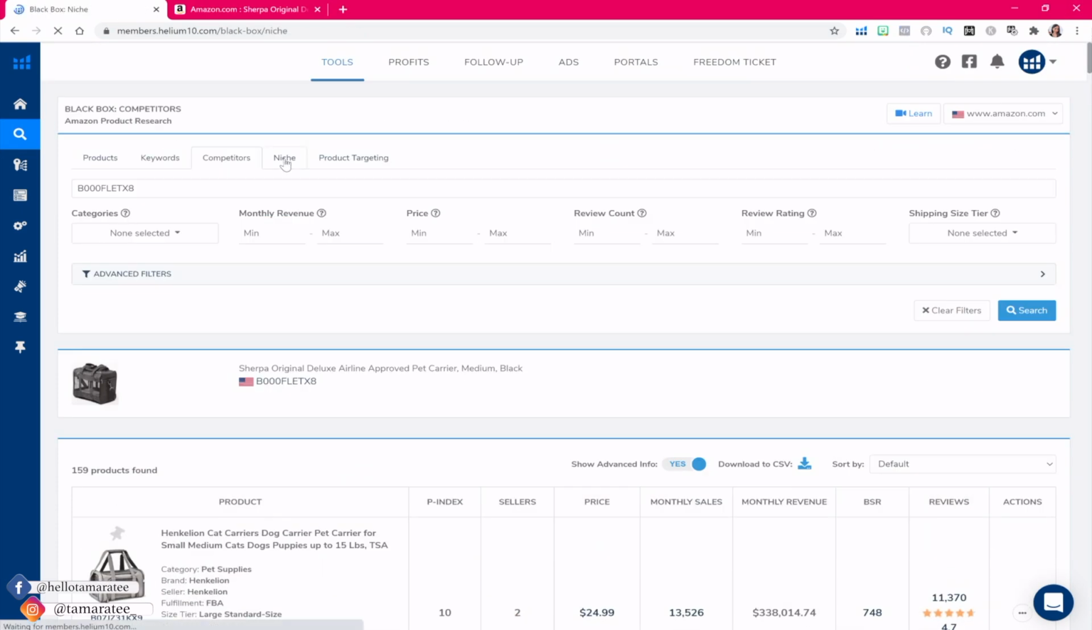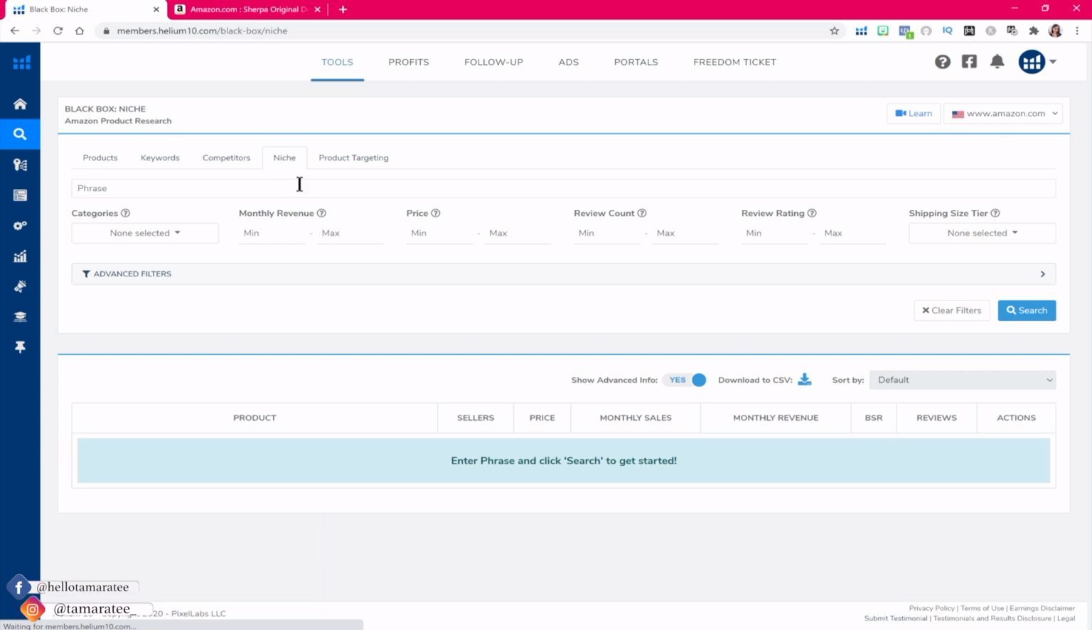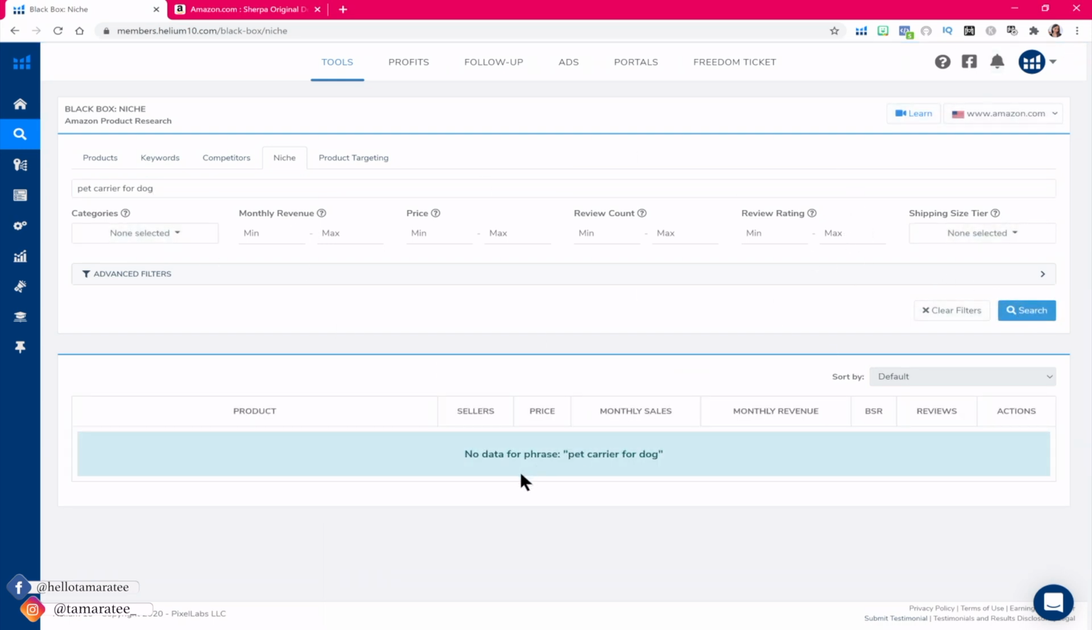Let's look at niche. Now, I haven't used niche, but I want to show it to you anyway. So if you know a phrase that you want to research, you can type it in right here, put in that criteria and hit search. However, I don't suggest using niche that often because I haven't had much luck with it. So for example, if I type in pet carrier for dog and I leave everything blank to maximize my options, nothing will pop up. No data for phrase pet carrier for dog.